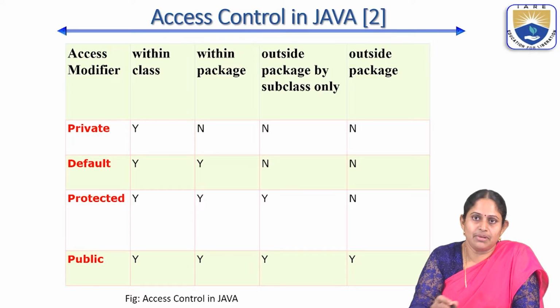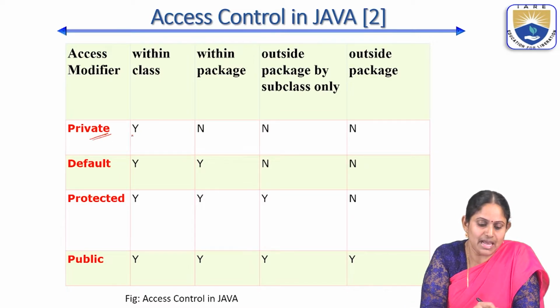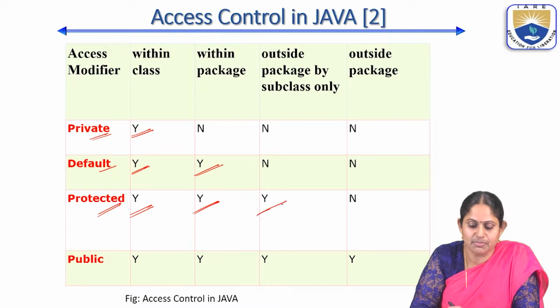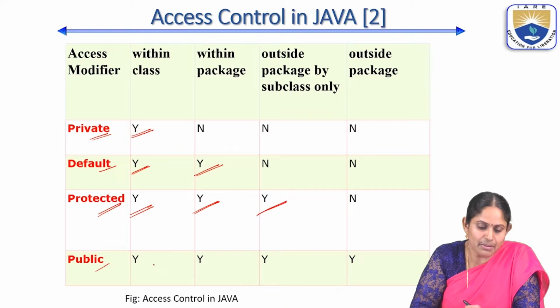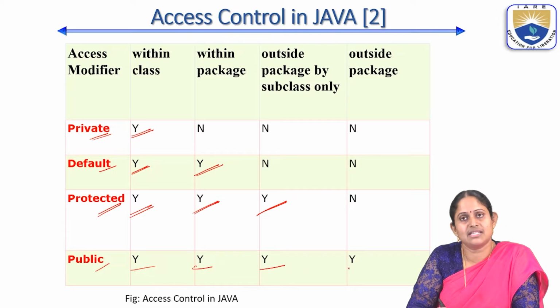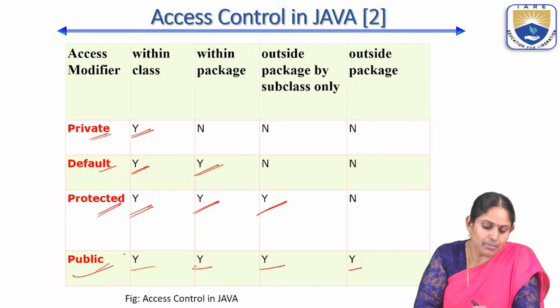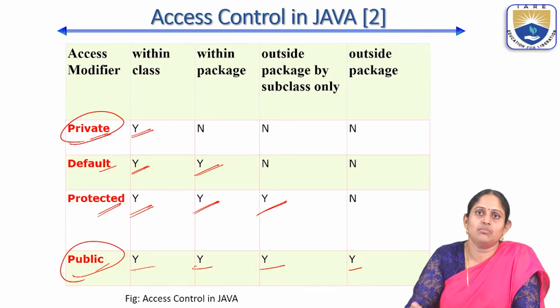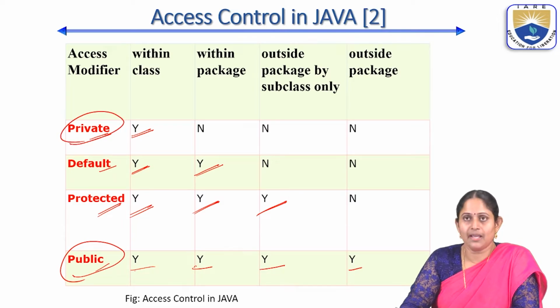If we look into the table, we have a private member which can be accessed only in the class. Default member can be accessed within the class and within the package. Protected member can be accessed within the class, within the package, and outside the package by only subclasses. And public member can be accessed everywhere: within the class, within the package, outside the package, and by its subclasses. So public member is the one which is available everywhere, and the private one is the most protected data available.